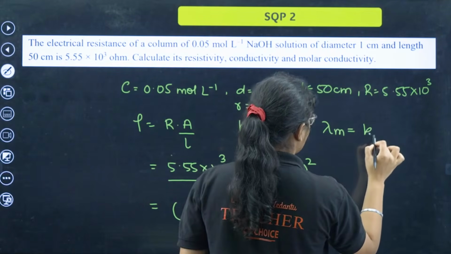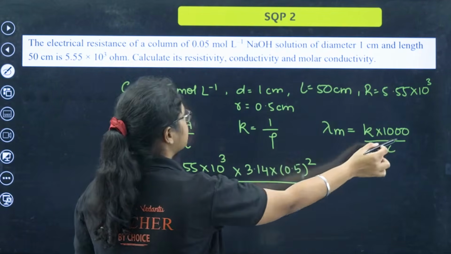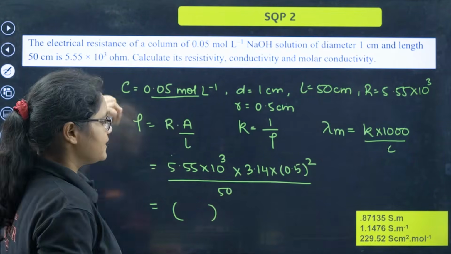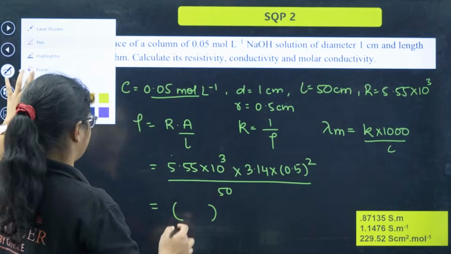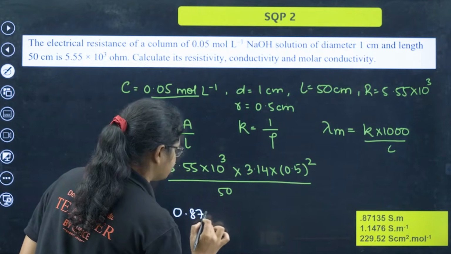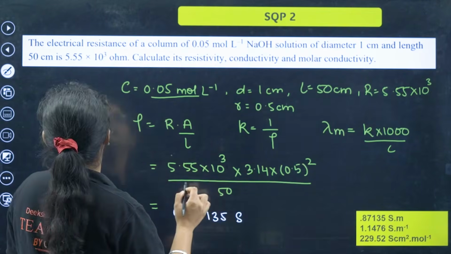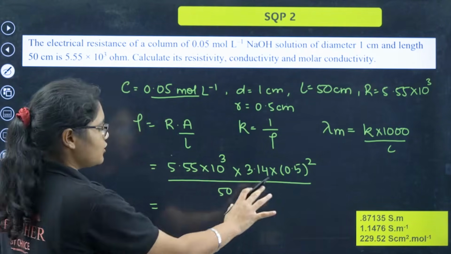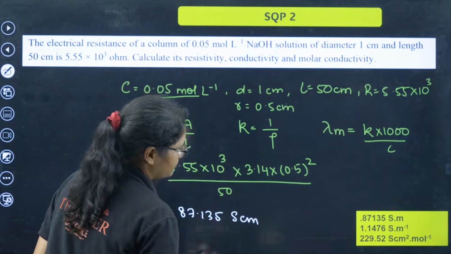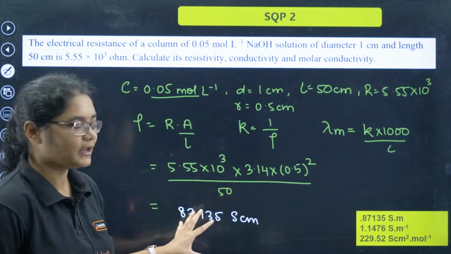So that will give me kappa into 1000 by C. Kappa I calculated here, 1000 is there and C is already given, 0.05 mole inverse. So what will be the value? Let's see. So the first one, this resistivity value will be, I'll tell you here. So the resistivity value is 0.87135 S. Is it in meter? So now if you solve this, you will get 87.135 S centimeter. Okay. That is, in meter you will get 0.871, in centimeter you will get this much.